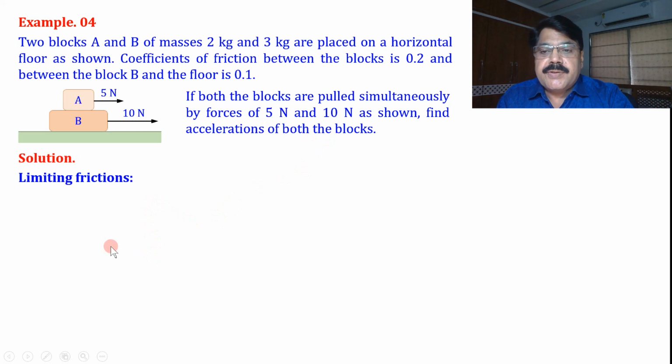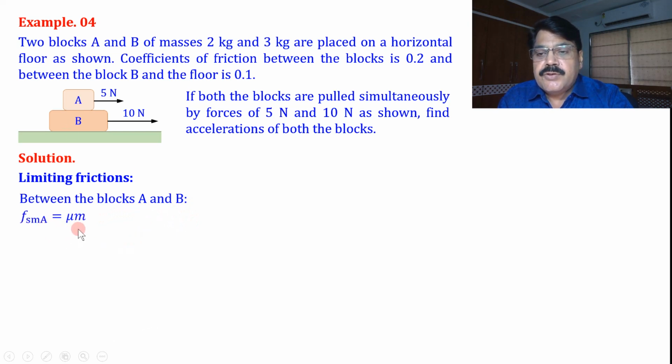Limiting friction between the surfaces of block A and B, what we call FSMA, is equal to mu into mAg. Mu is the coefficient of friction here, and mA I'm using here because it is under which block? So it will be 0.2 into 2 into 10, so it will be 4 Newton.